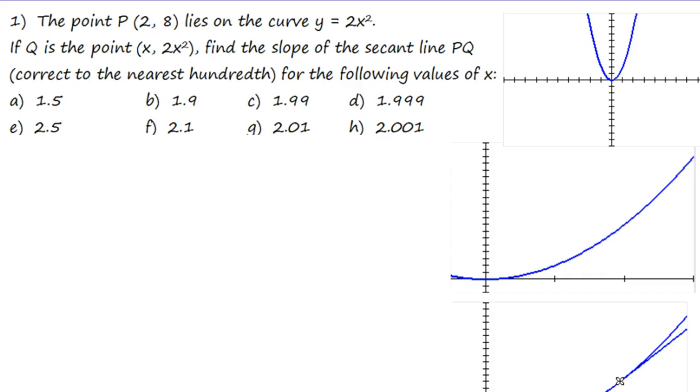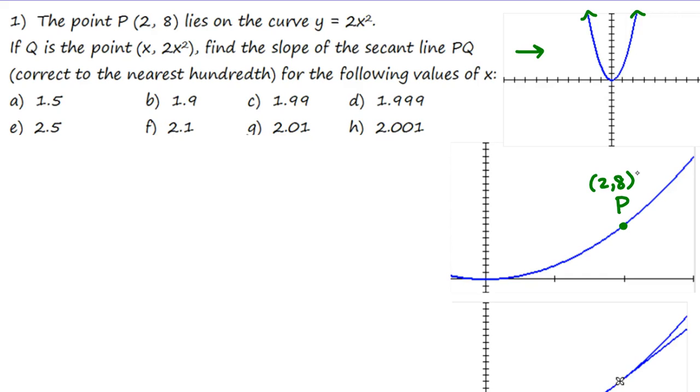We have the point P, which has coordinates (2, 8), and it lies on the curve y equals 2x squared. What we see here is a graphing calculator version of that curve, y equals 2x squared. Down below it, I've zoomed in on the point (2, 8). So this is point P here. Q is some other point on the curve, and we want to find the slope of the secant line from P to Q. We're going to approximate it to the nearest hundredth, which is 2 decimal places.